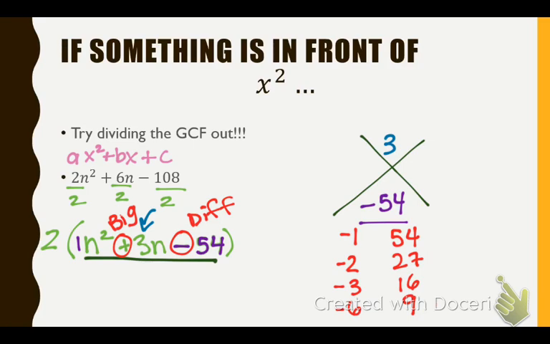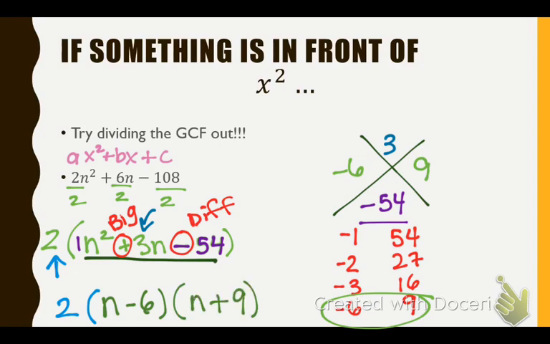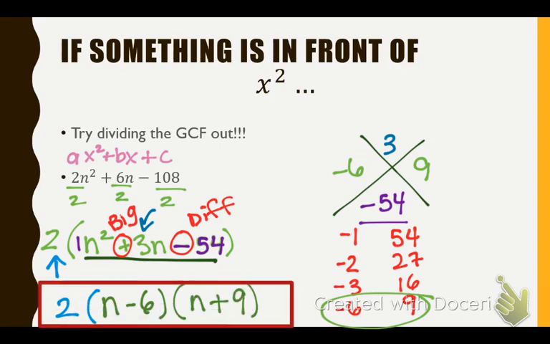So we stop here. We look for which one will add up to 3, and it's going to be minus 6 and positive 9. So here is what we cannot forget. You remember this 2 earlier? If you didn't see it, remember this 2, we still need to bring it down. And then we write our factors. It's 2 times n minus 6, n plus 9. So this would be our final answer.